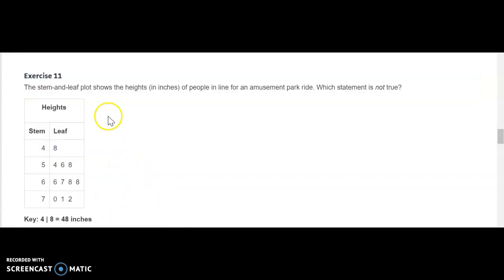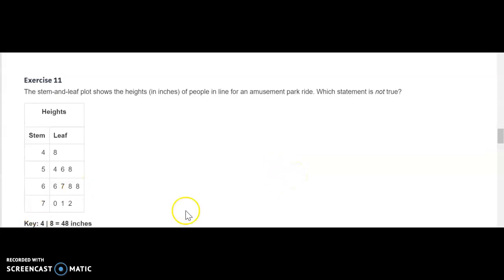Okay, so now this stem and leaf plot shows the heights of people in line for an amusement park, which is not true. It's a little bugger because then you've got to go through each of them. But we're going to start with the first one. The first one says the median height is 68 inches. Well, if we can prove that one wrong, then we don't have to do any further.